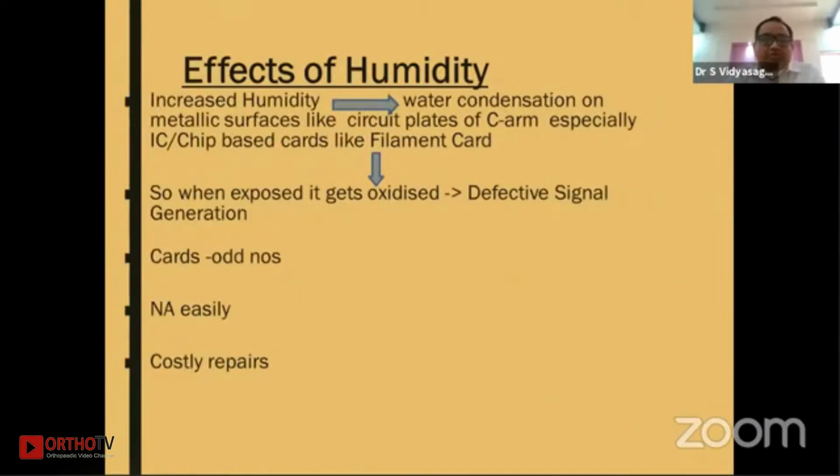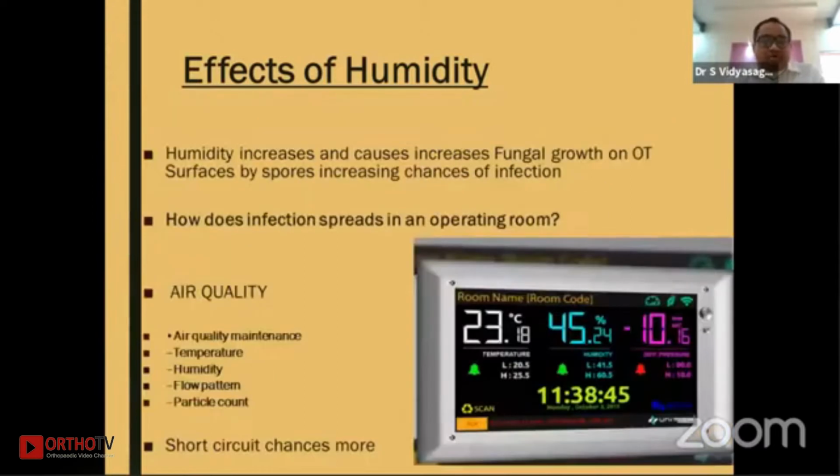So what are the effects of the humidity on our C-arms? If there is increased humidity, it causes water condensation on metallic surfaces like the circuit plates of the C-arm, especially the IC or chip-based cards like the filament cards. When these get exposed to the environment, they cause defective signal generation. These cards are not available easily in India because they are odd numbers, and that is the reason for costly repairs. Another thing it causes is an increase in the chances of infection by increasing the fungal growth on the OT surfaces.